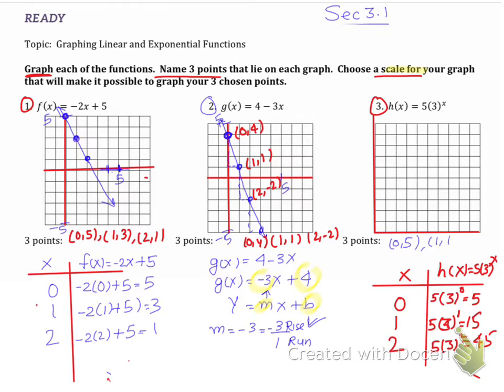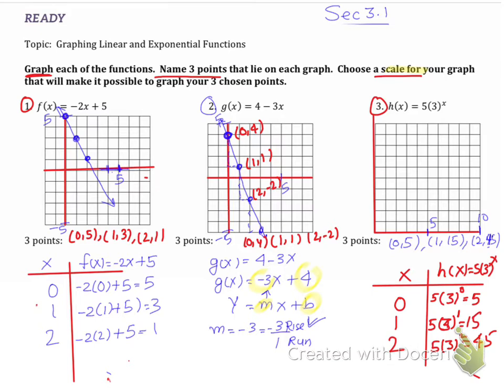(1, 15), and then (2, 45). All right, I'm just going to graph it. I need to mark my intervals here. So I could do this. This is going to be 5, this is 10, and it's an exponential. I need up to 45. I need to accommodate 45, so I have to mark it smaller here.